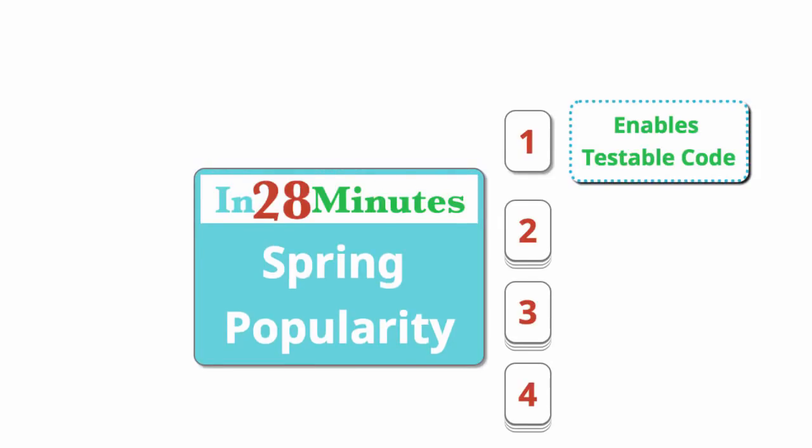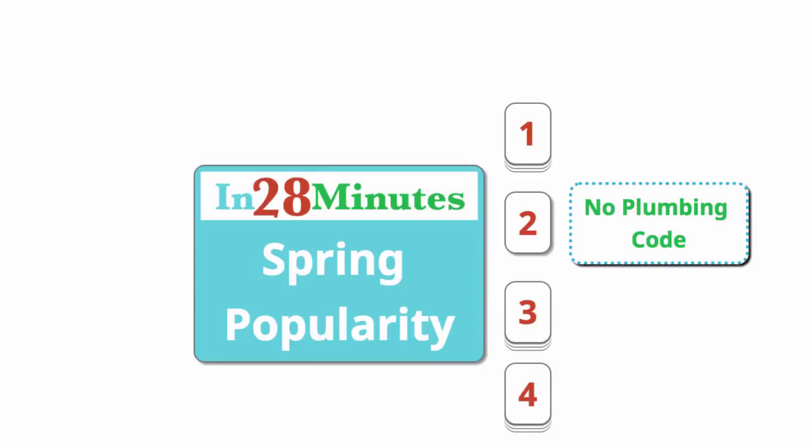The most important reason Spring is so popular is because it enables writing testable code. The core feature of Spring is dependency injection, and if we use dependency injection properly, then we would be able to write unit tests for our code very easily. Spring has really good integration with frameworks like JUnit and Mockito, and it enables us to write good unit tests very quickly. The second reason why Spring is so popular, there is no plumbing code at all.